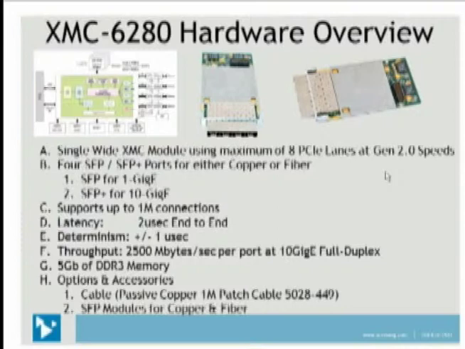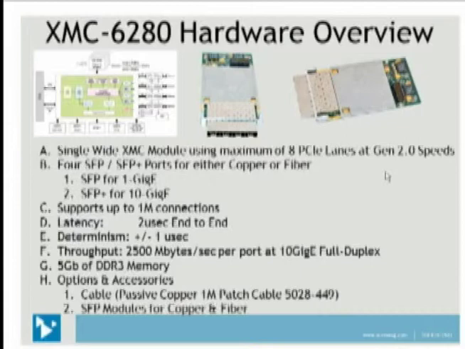We support up to 1 million connections, and 32,000 of those can be offloaded. Our latency is 2 microseconds end to end. Determinism, plus or minus 1 microsecond. Throughput, 2,500 megabytes per second, as I said before, and it's per port at 10 gigabit Ethernet full duplex. As I showed before, we have 5 gigabits of DDR3 memory for most of the offloading information.